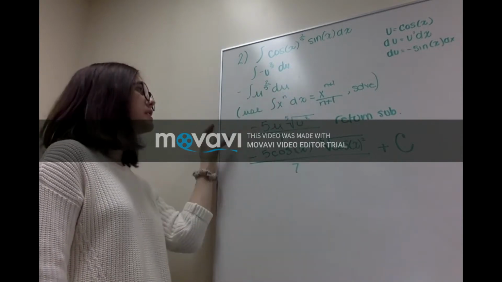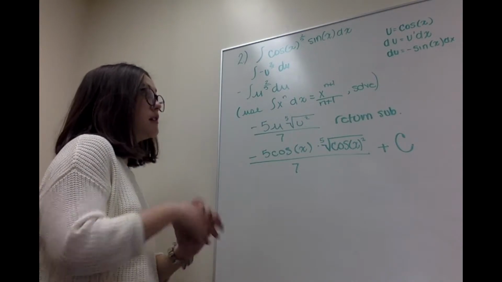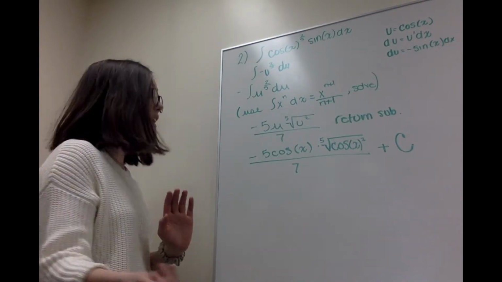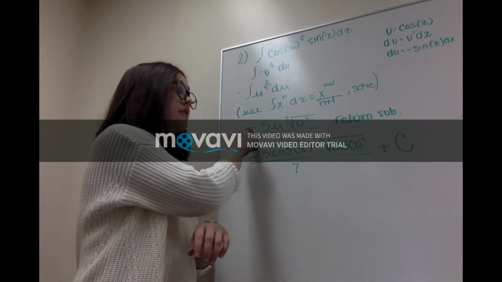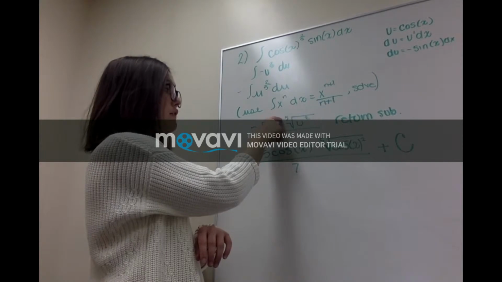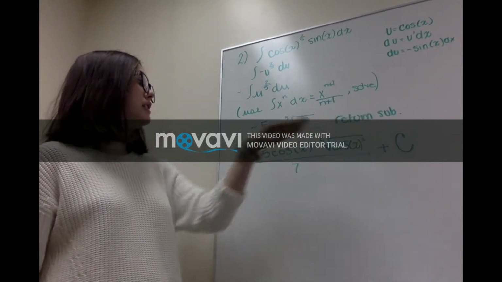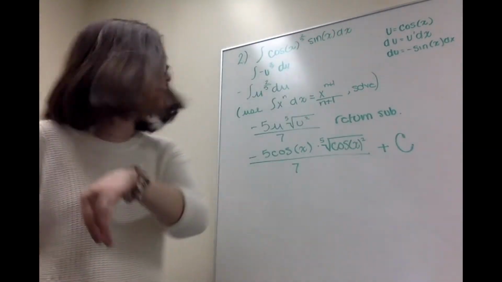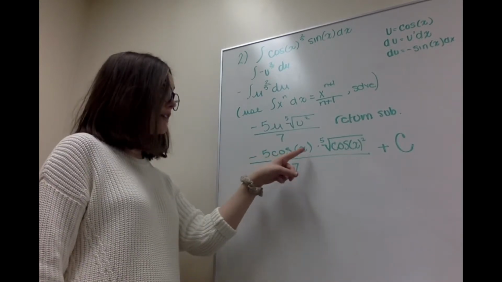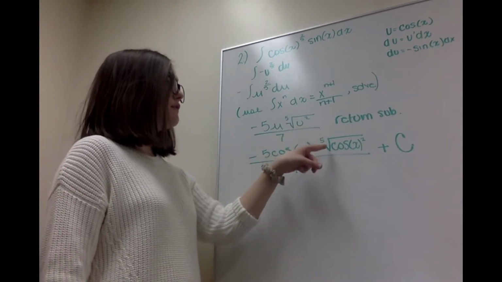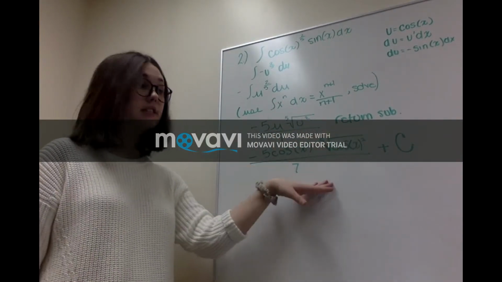And then in order to solve this, you need to use the formula, which is x to the n plus 1 divided by n plus 1, and you solve that, and you will end up getting, once you do it to the 2/5, negative 5u to the 5th root u squared over 7, and then you return the substitution, so u is replaced by cosine x again, which will make it become negative 5 cosine x times the 5th root of cosine x squared, all divided by 7.